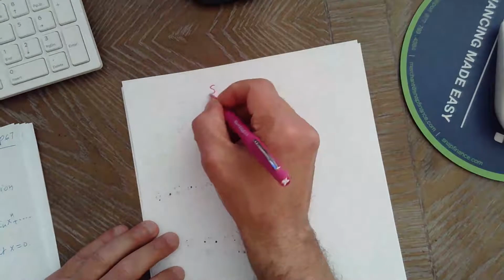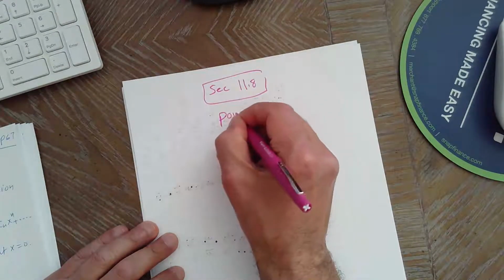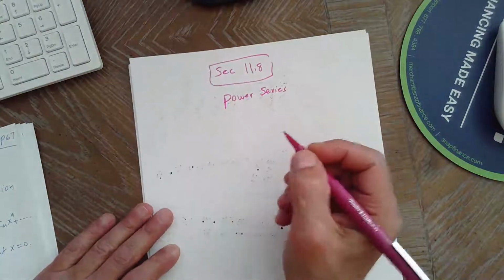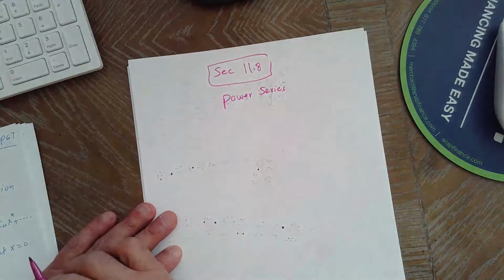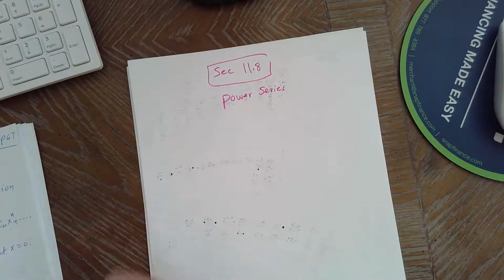So now we're going to continue with the series, namely power series in 11.8. So first, what is a power series and what are the conditions at which the power series converges? What's the radius of convergence? And what's the center of the series, the power series?